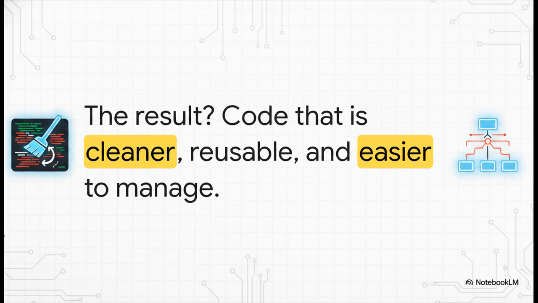And that right there is the whole point. This is why we use functions. Your code becomes instantly cleaner because the logic isn't scattered everywhere. It's reusable, so you're not writing the same code again and again. And because of those two things, your code becomes so much easier to manage, to read, and to fix, especially as your projects get bigger and more complex.